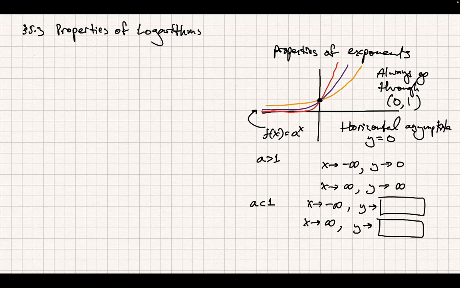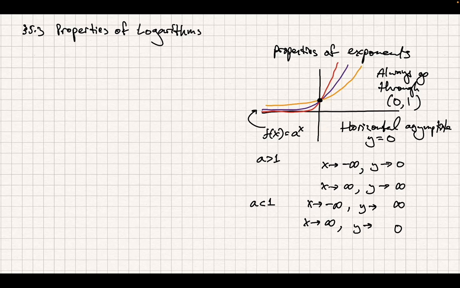Infinity and then 0. y approaches infinity and y approaches... Is it infinity or 0? Infinity the first one, and 0 here. 0. Right. Yeah. So, what about algebraic properties of exponents?